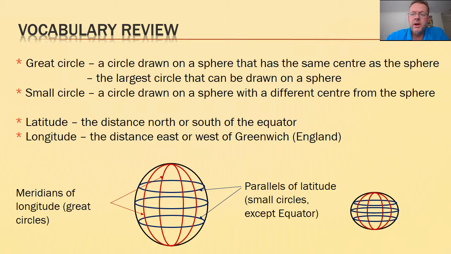We've then looked at great circles. We've said that the equator is the only great circle of latitude, but the meridians are all great circles. And the meridians are those that run through the North Pole or the South Pole, and they make up the largest circles. The latitude lines are parallel to each other, and they're all small circles except for the equator.